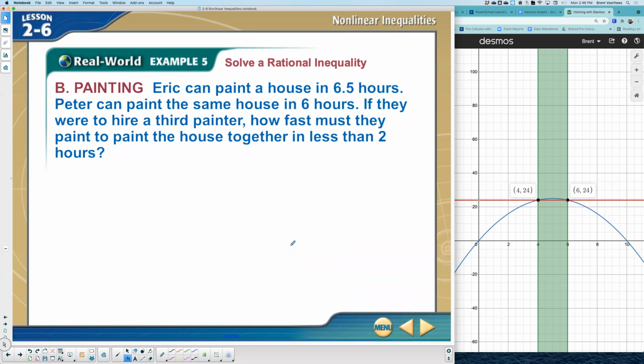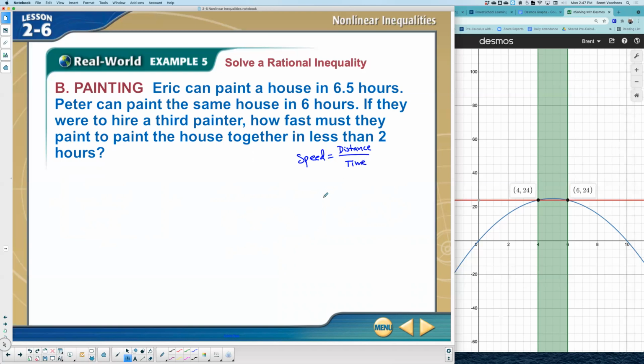Eric can paint a house in 6.5 hours. Peter can paint the same house in 6 hours. If they were to hire a third painter, how fast must they paint to paint the house together in less than 2 hours? This comes from the idea that speed equals some distance divided by time. Are y'all familiar with this? If you're driving 70 miles per hour, that means you can drive 70 miles in 1 hour. So speed is equal to distance divided by time.